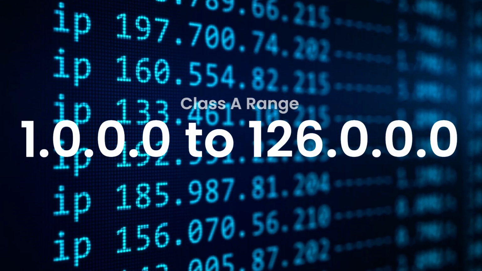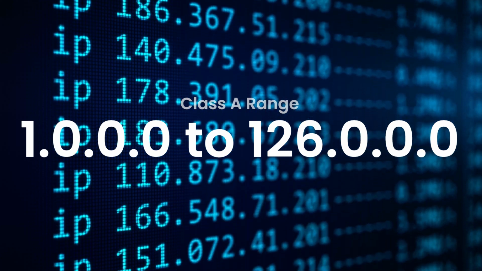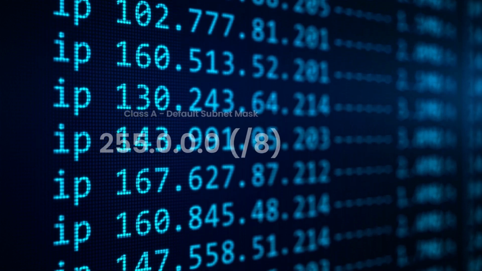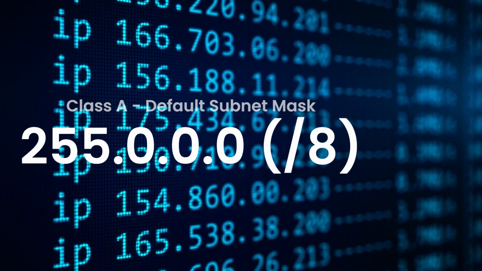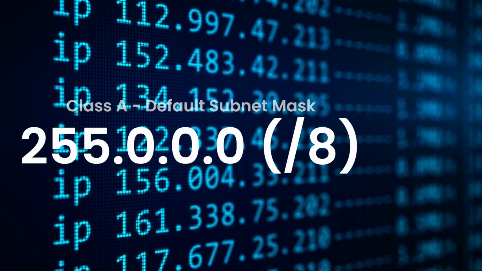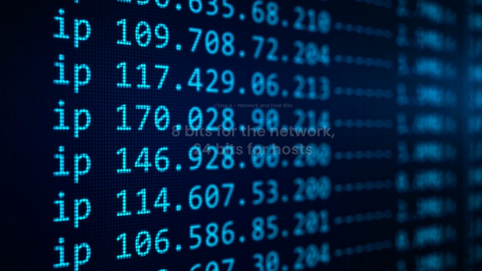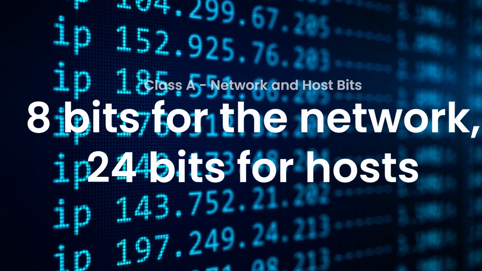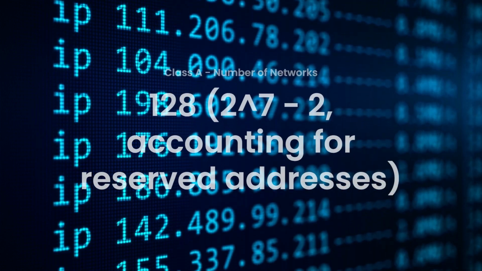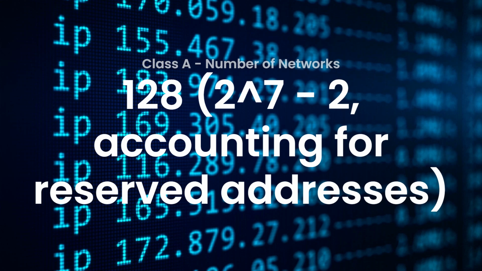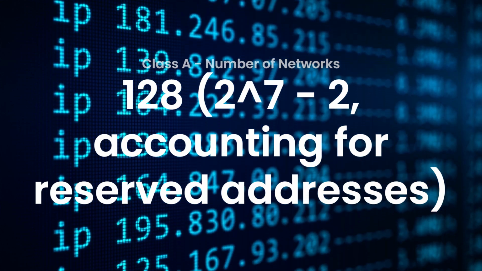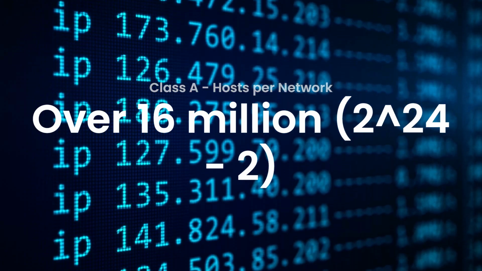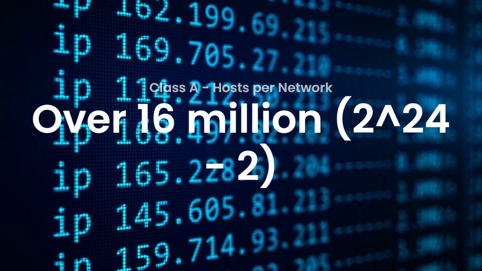Now let's look at Class A. Range, 1.0.0.0 to 126.0.0.0. Default subnet mask, 255.0.0.0/8. Network and host bits, 8 bits for the network, 24 bits for hosts. Number of networks, 128, 2 to the power of 7-2, accounting for reserved addresses. Hosts per network, over 16 million, 2 to the power of 24-2.